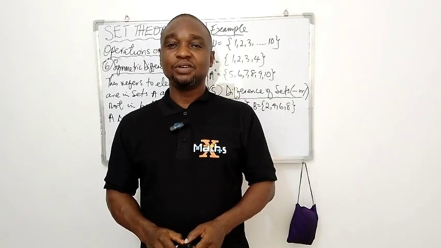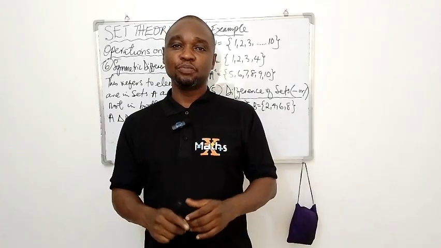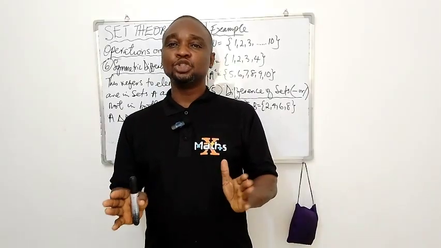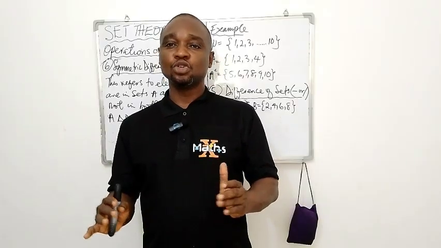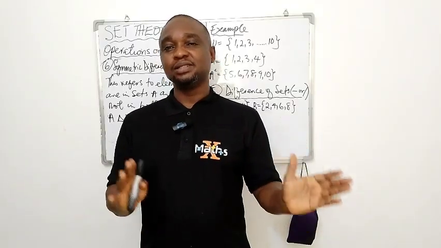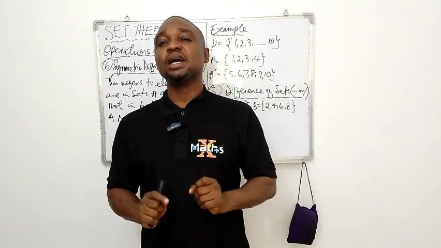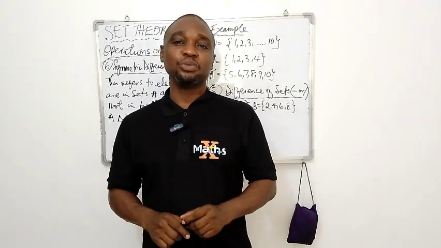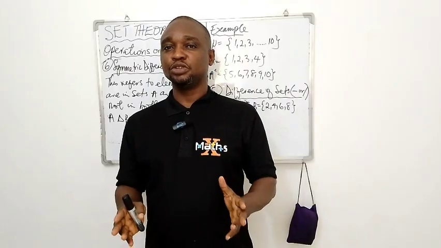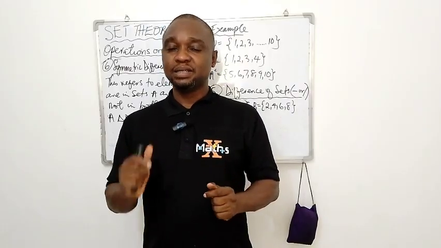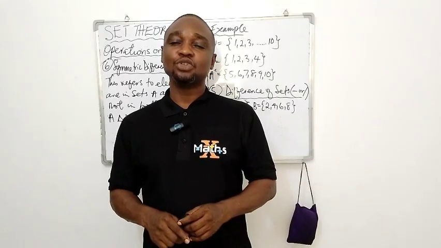We are still on set theory. In our previous class, we were on set operations and we went into union and intersection of sets. In that class also, we linked up our union and intersection of sets to a Venn diagram. In today's class, we will consolidate on what we had started earlier. We will go into more set operations so that you will be grounded in your set operations.